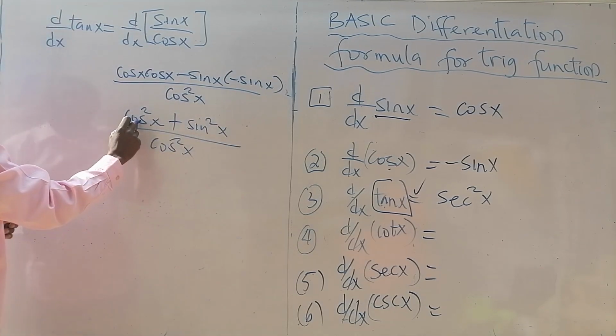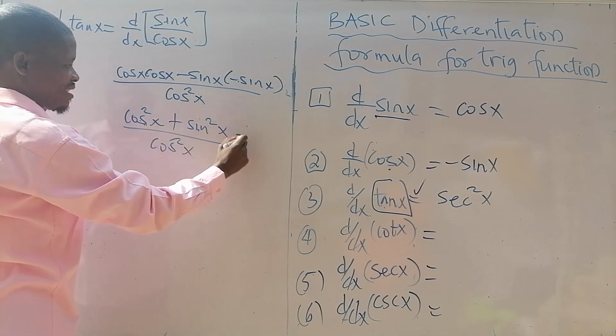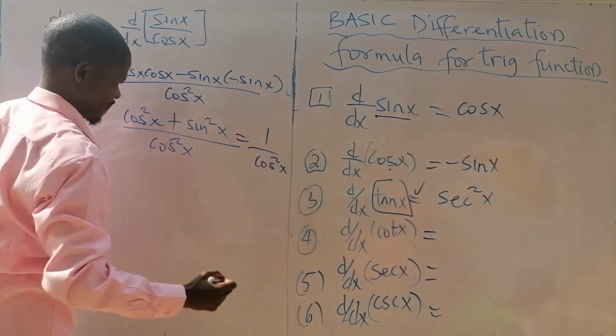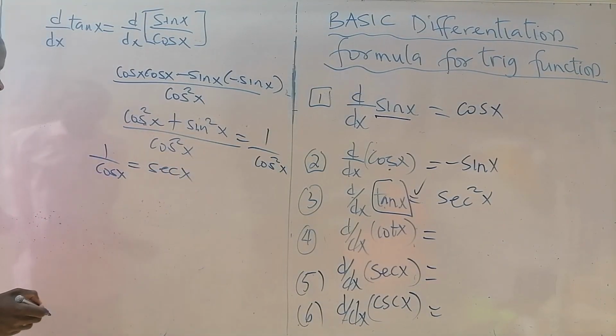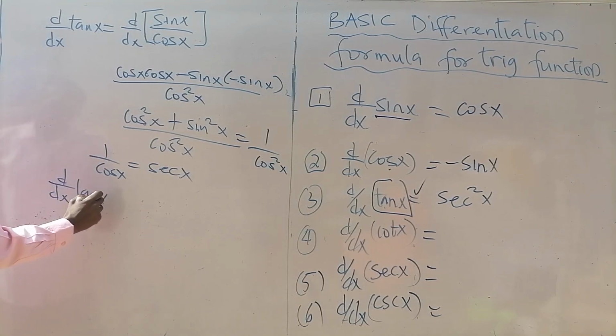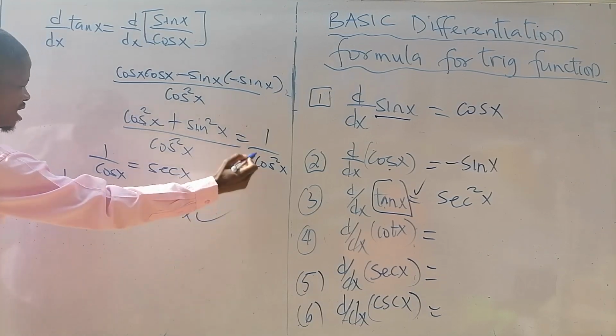So from the trig identity, cos square x plus sine square x is 1, over cos square x. And note, 1 over cos is sec x. So in that case, the differential coefficient of tan x will be sec square x. So that one is done.